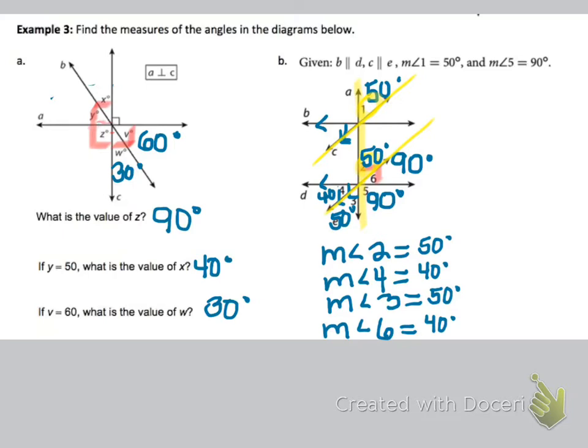So that does it for the perpendicular bisector theorem and perpendicular lines. Thanks for coming to class.